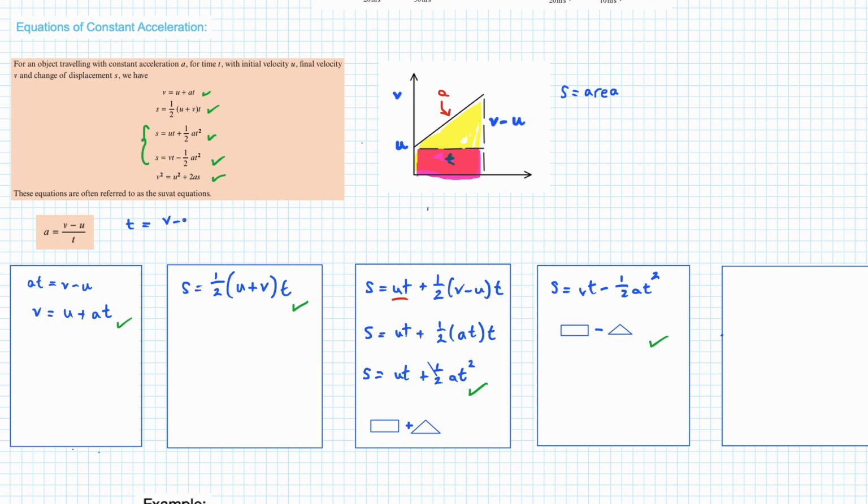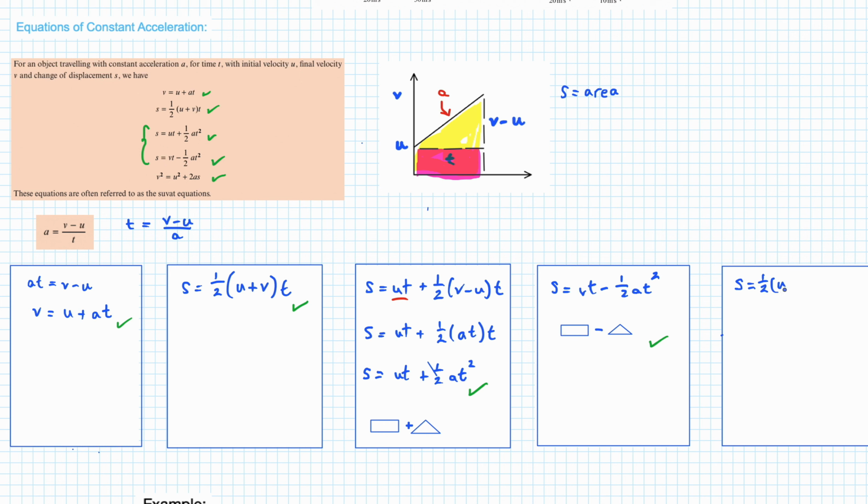So it's something that you should know. And by knowing it, you'll remember them anyway. So the purpose is there already. So our last one is v squared equals u squared plus 2as. It seems a little bit different to the others. One thing in way it's different is that it doesn't include time.